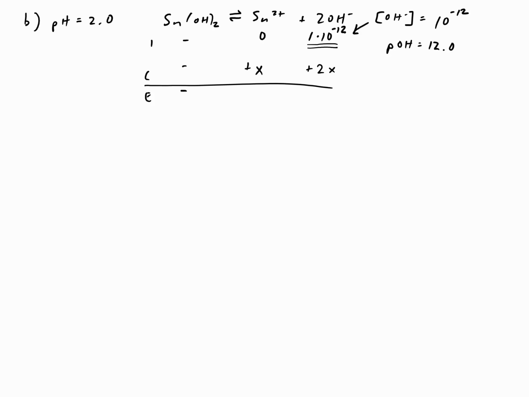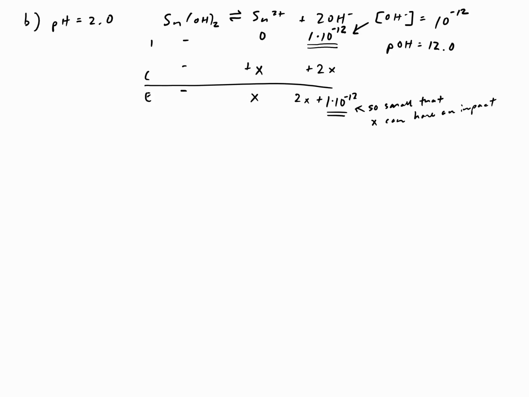So this will go up by 2x. This goes up by x. So this will be 2x plus 1 times 10 to the negative 12. Okay, now this number is so small that x can have an impact.